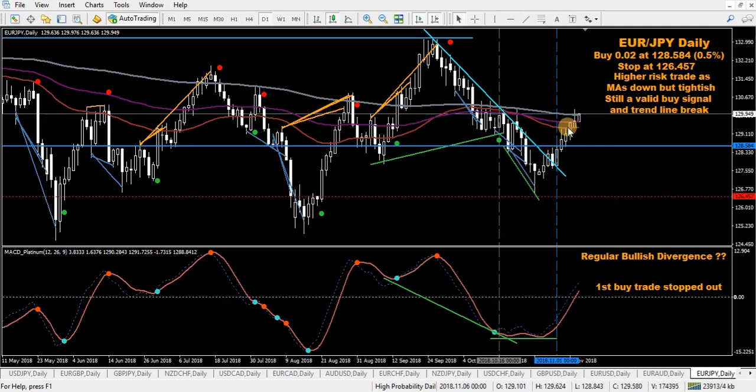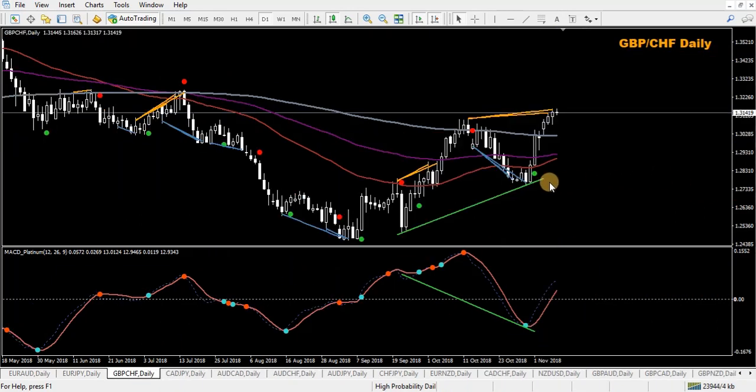This one's looking alright, heading up nicely at the 240 LMA now. Looks like it was stalling a bit, but it's picked up a bit of grunt today and is heading up nicely. Tomorrow I might have a look and possibly consider closing partial out, moving the stop up close to the entry. But looking alright at the moment. Let's move along. Pound Swiss, nothing at the moment.